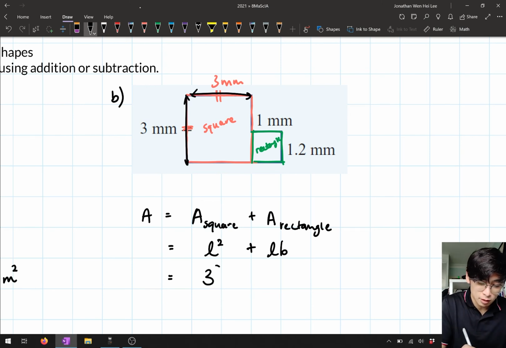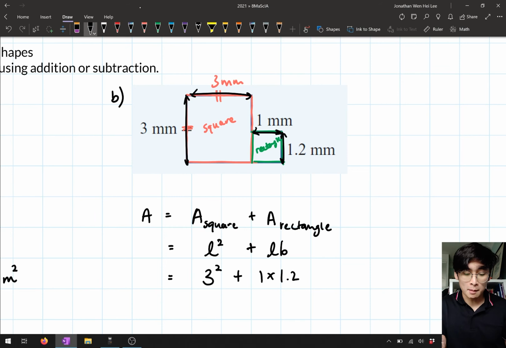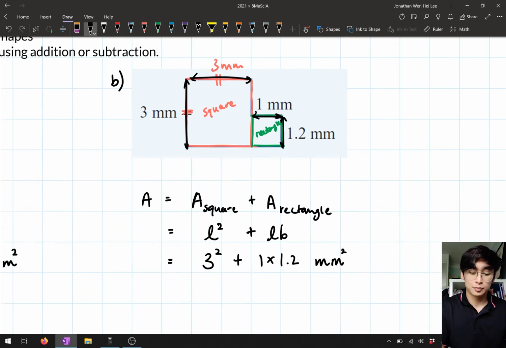So I'm just going to have 3 squared. Plus, then I look at my rectangle and I need the length of the rectangle and the breadth of the rectangle. So here the rectangle has a length of 1 millimeter and a breadth of 1.2 millimeters. So this is going to be 1 times 1.2. And for my measurement, they're all in millimeters. So I'm going to write here millimeters squared.